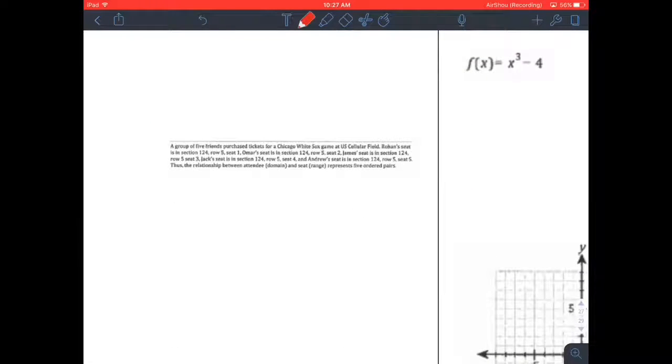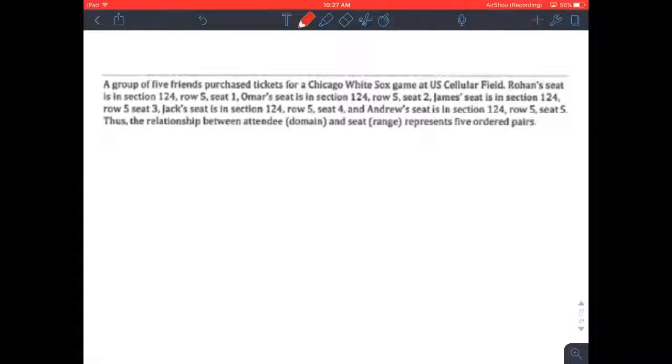Here's another example. It's not an actual problem, I'm just going to talk about it. A group of 5 friends purchased tickets for a Chicago White Sox game at U.S. Cellular Field. Ronan's seat is in section 124, row 5, seat 1. Omar's seat is in section 124, row 5, seat 2. James is in the same section, row 5, seat 3. Jack is in the same section, row 5, seat 4, and Andrew is in the same section, same row, seat 5. The relationship between the attendees and the seats represents 5 ordered pairs.